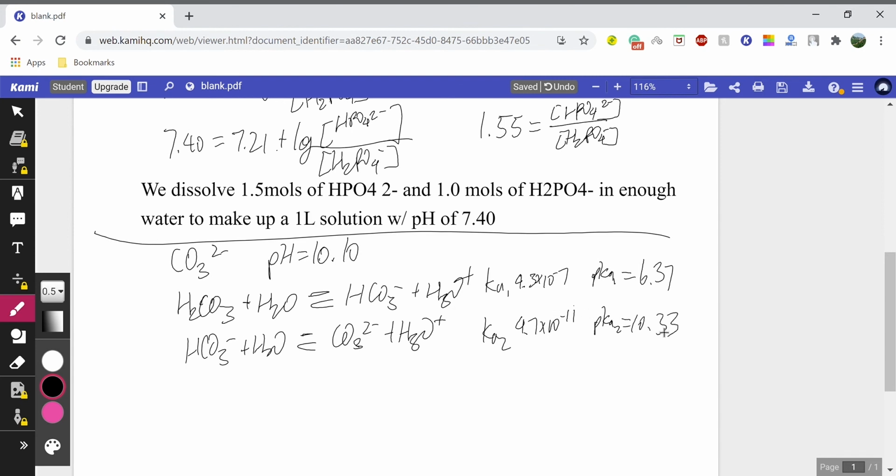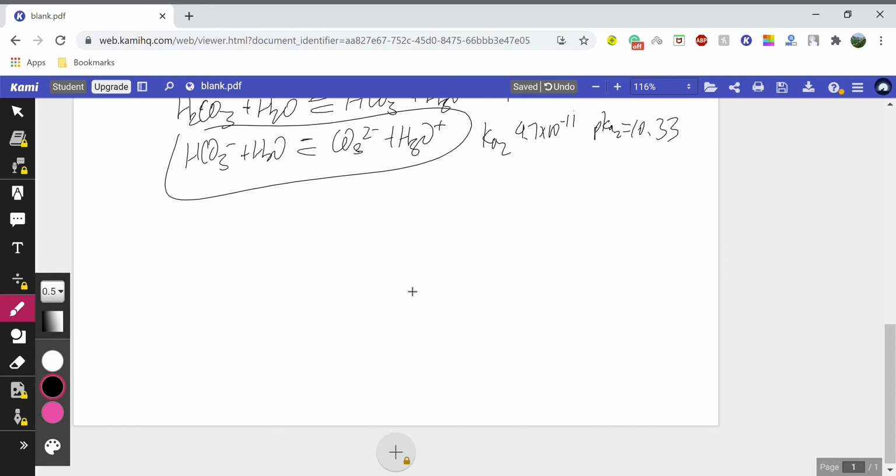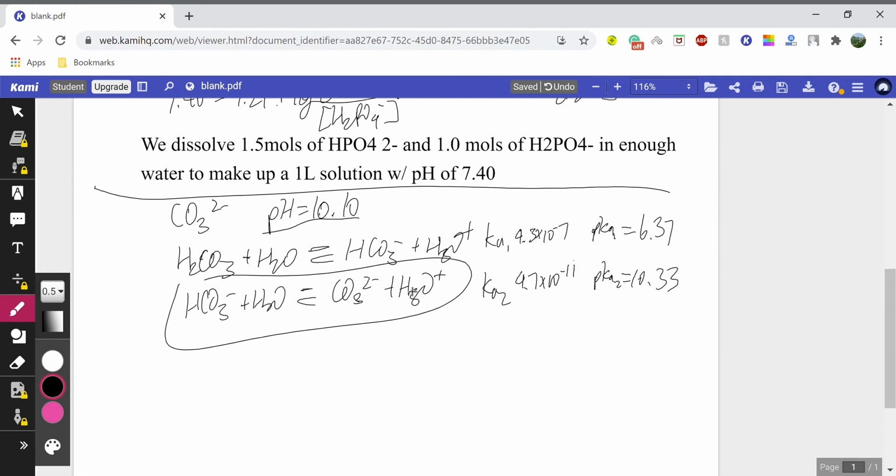Now, which pKa is closer to the pH of 10.10? The pKa that is closest to 10.10 is going to be 10.33. So this is the equation that we're going to be using. Now that we know the equation, we can plug our numbers into our HH equation. So pH is equal to pKa plus log of conjugate base divided by the original acid.